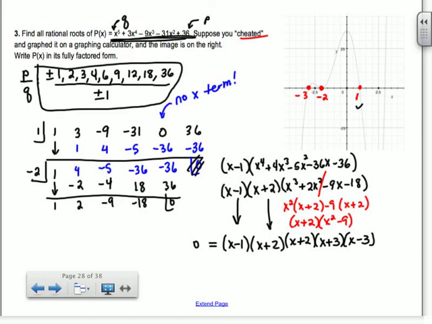So your answers are x equals 1, x equals negative 2. That one's an answer twice. Notice in your graph it had multiplicity 2 because it came down and hit it and then popped back up like a parabola. x equals negative 3 and x equals 3. So those are solutions.